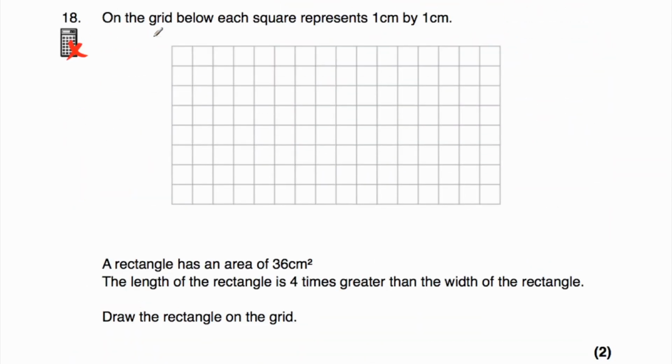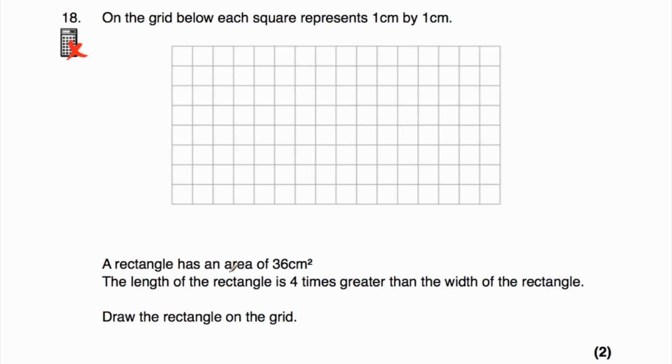Okay, question number 18. So question number 18 says, on the grid below, each square represents 1 centimetre by 1 centimetre. So each square has got a length of 1 centimetre and a width of 1 centimetre. In other words, it's got an area of 1 centimetre squared. And a rectangle has got an area of 36 centimetres squared. The length of the rectangle is 4 times greater than the width of the rectangle. Draw the rectangle on the grid.